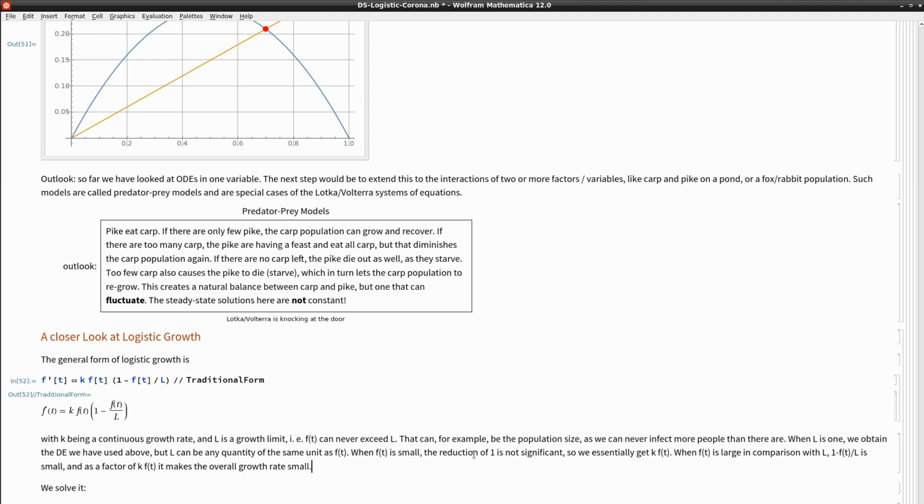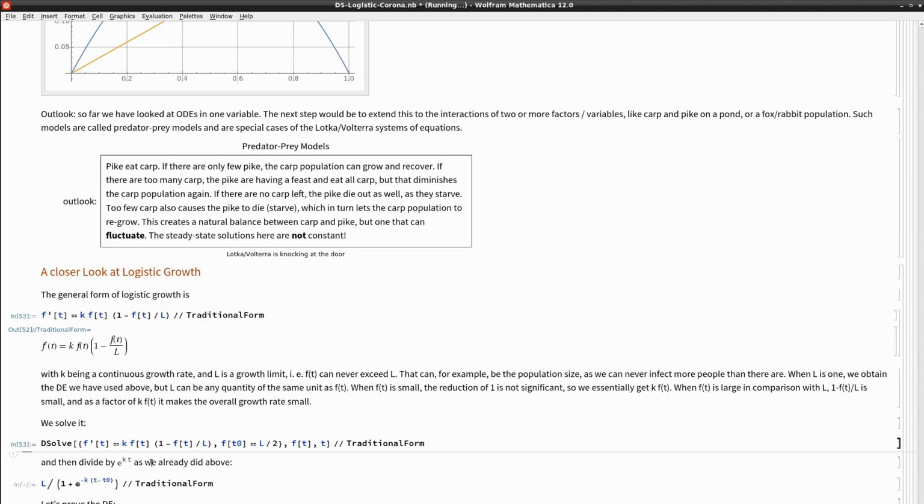So when f is small, the reduction of 1 is not significant. So we essentially get k times f of t. And when it's large in comparison with L, then this 1 minus the ratio is small, and this factor of k times f of t makes the overall growth rate small again. All right, then next, let's solve it. We are solving this equation and are getting this expression as a solution. It looks similar to what we had before, except we're now multiplying with L. Before, our maximum was 1, like 100%, and now we can use L units of something, like 1,000 people or 1,000 fish or whatever.